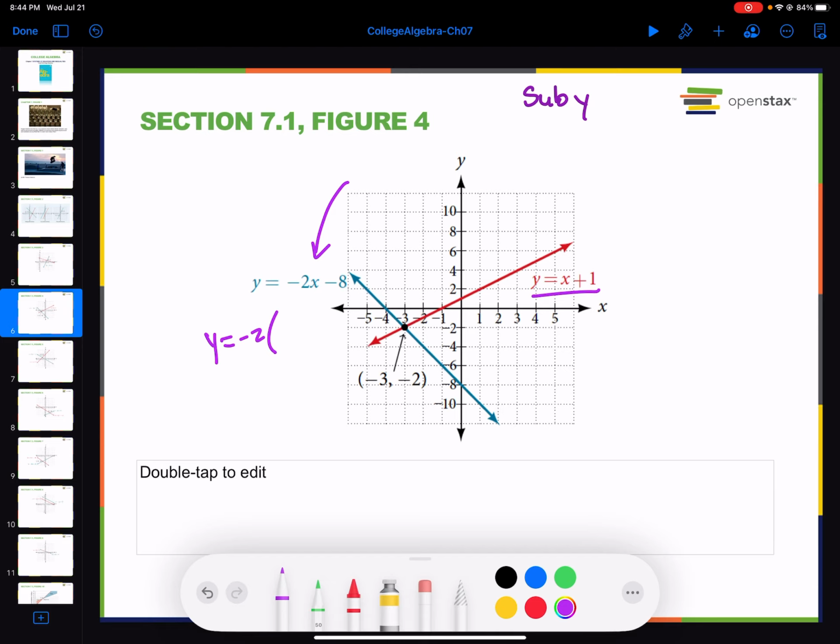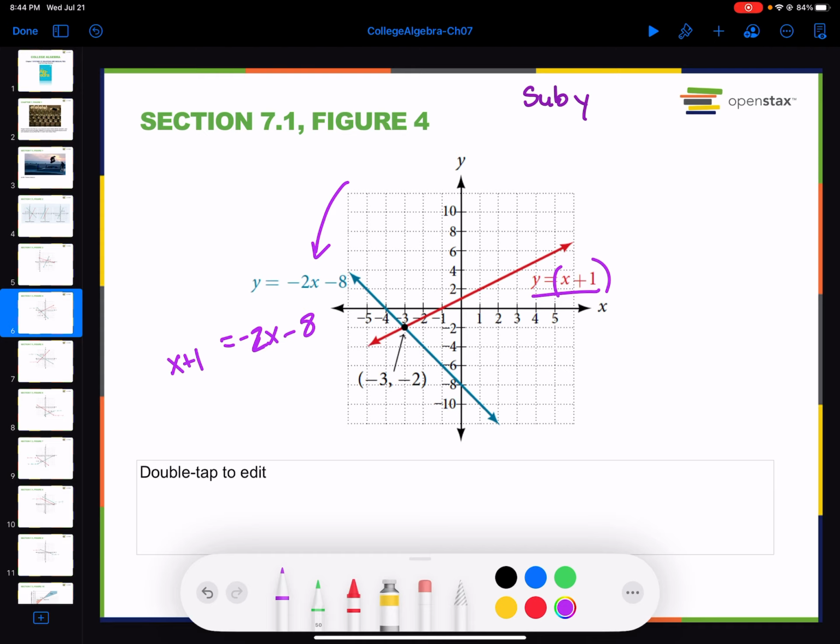Sorry, let me go backwards there. There we go. So we're going to substitute y for this one. So we've got x plus 1 equals -2x minus 8, and let's start to solve for this.